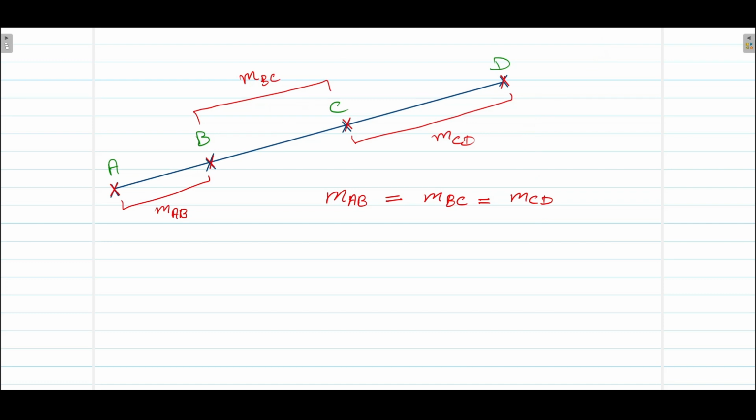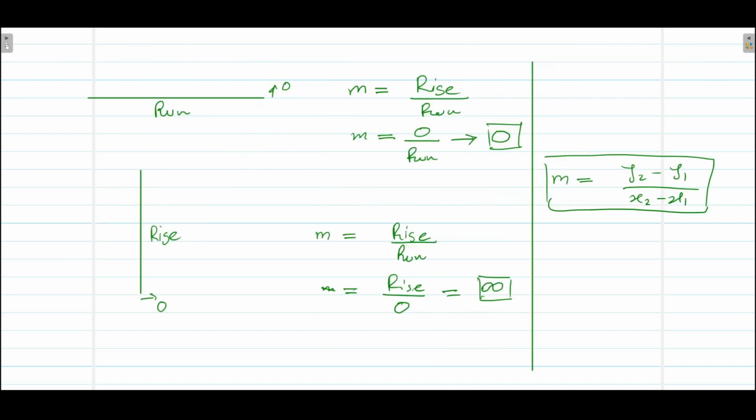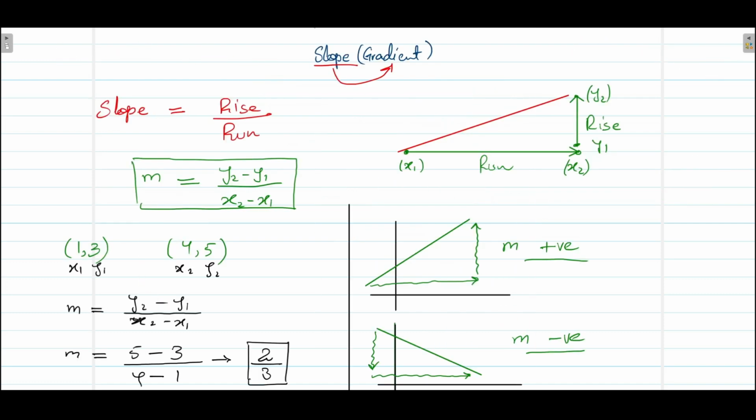So this was all for the concept of slope and gradient for coordinate geometry. Hopefully in the next lesson, we'll move on towards the equation of line.